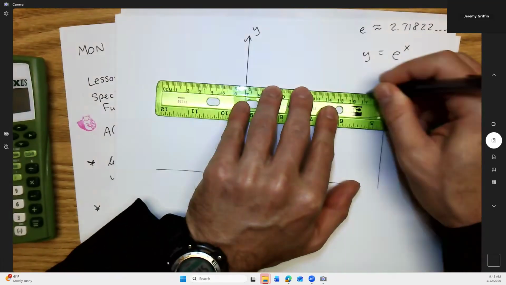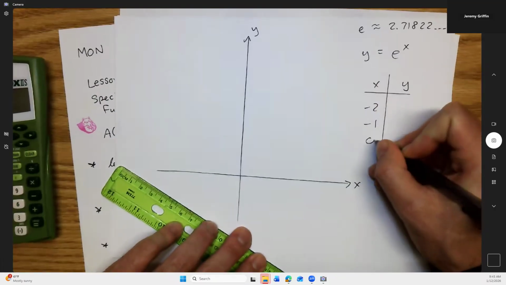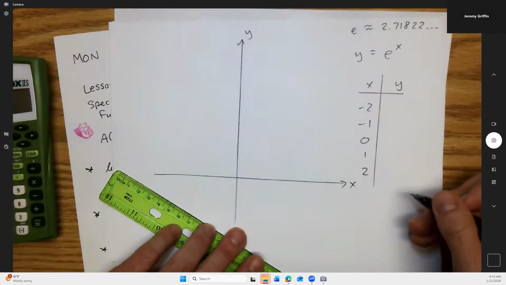So let's do an xy table. We'll throw a few points on here. Let's go x is -2, -1, 0, 1, 2. This should give us a pretty good table.